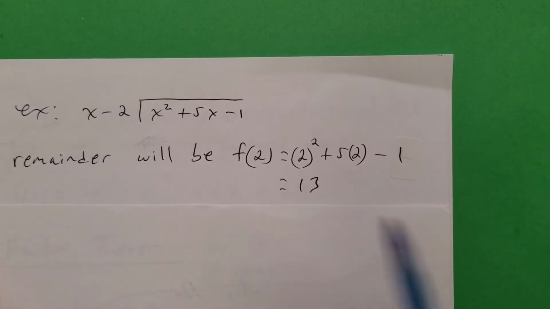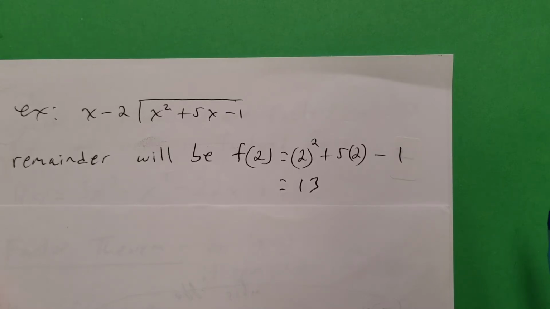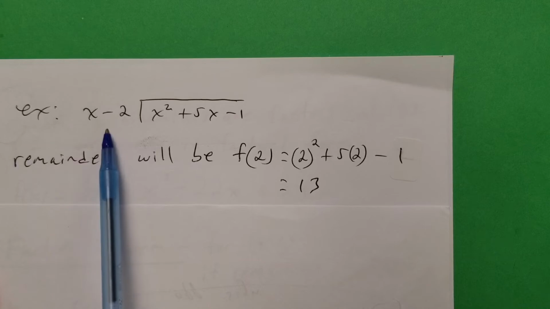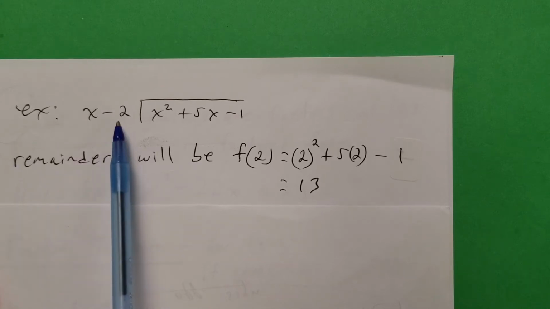But look at the way I found the remainder. I didn't do long division. So if you ask me for the remainder, here's a shortcut, a quick way of doing it. Just plug in this number, but you got to remember it's the opposite sign. Okay, you do f of 2.